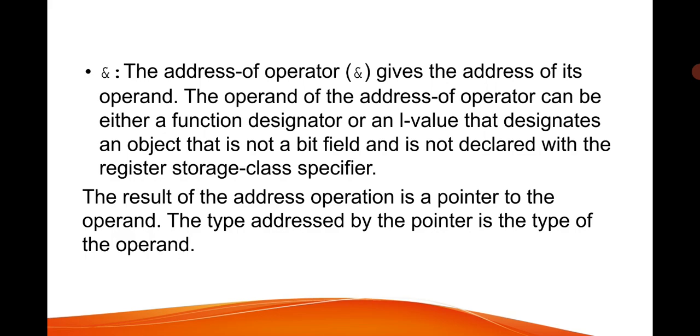The operand of the address of operator can be either a function designator or an lvalue that designates an object that is not a bit field and is not declared with the register storage class specifier. The result of the address operation is a pointer to the operand. The type addressed by the pointer is the type of the operand.